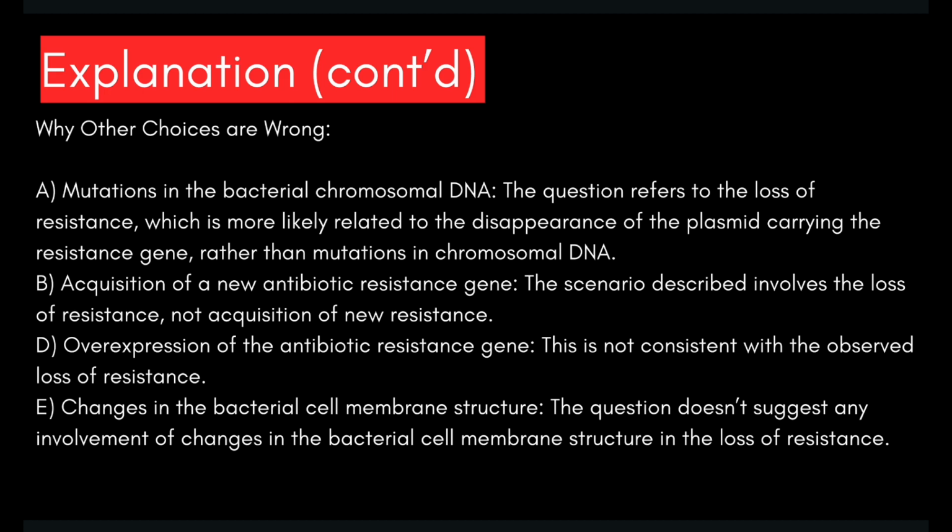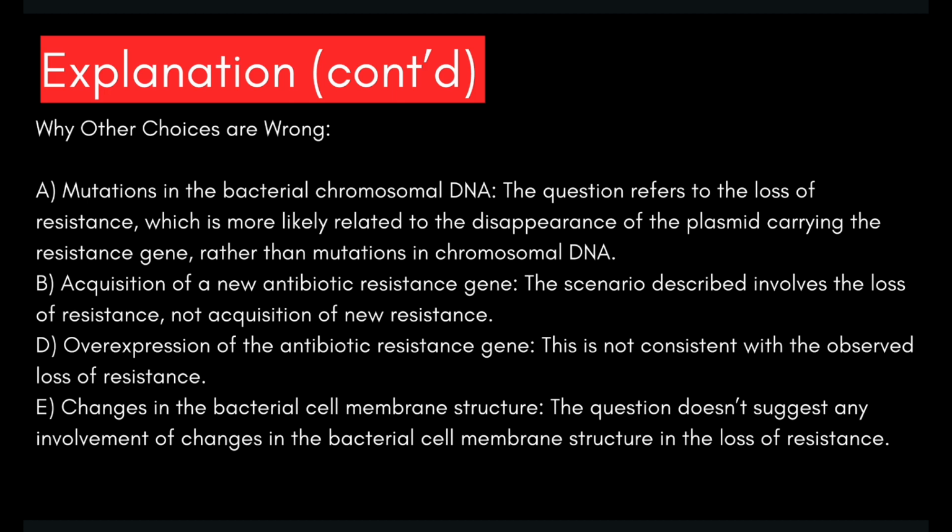Mutations in the bacterial chromosomal DNA. A. The question refers to the loss of resistance, which is more likely related to the disappearance of the plasmid carrying the resistance gene rather than mutations in chromosomal DNA. Therefore, A cannot be the right answer. B. Acquisition of a new antibiotic resistance gene. The scenario described involves the loss of resistance, not acquisition of new resistance. Therefore, B cannot be an answer.